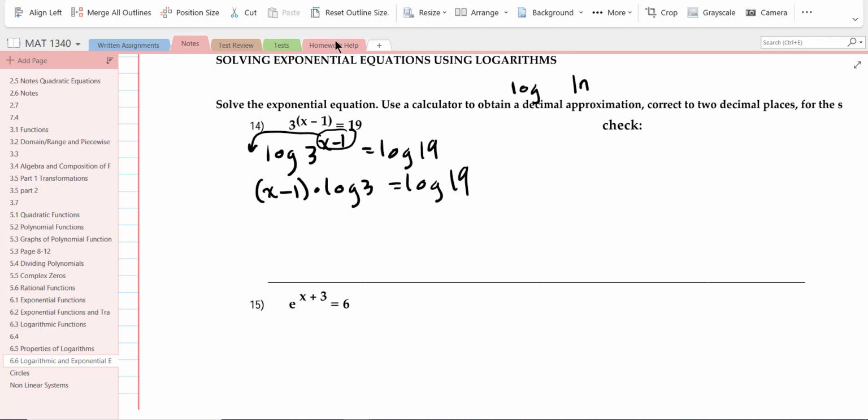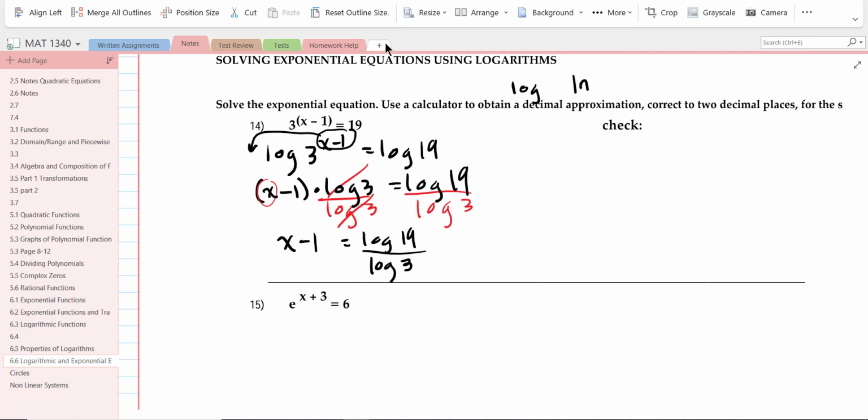Now, you want to get x by itself, and you're not going to do anything on your calculator till the very end of the problem. You can't evaluate log 3 and log 19 unless you use your calculator. So what I'd recommend is to just divide both sides by log 3. Log 3 is a number, so you can make it go away. So now you have x minus 1 is equal to log 19 over log 3 like that.